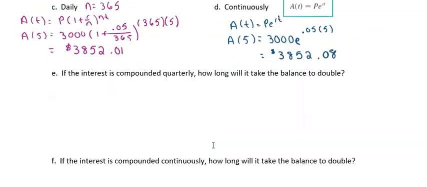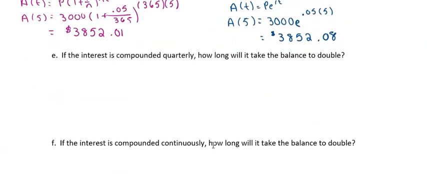In part E, it's asking us, if the interest is compounded quarterly, how long will it take the balance to double? So we have to figure this out one piece at a time. If you start with $3,000 originally, and it's going to double, that means that you are going to $6,000.